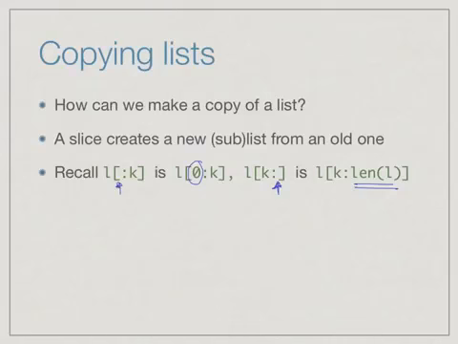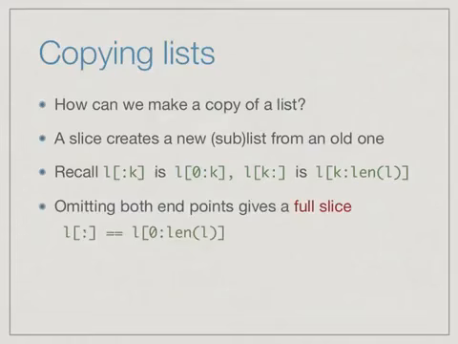So if we leave out the first position, we get a 0. If we leave out the last position, we get the length. So if we leave out both positions, we just put a colon with nothing before and nothing after. Logically, this becomes 0 and this becomes the length, right? So we have both characteristics in the same thing, and we call this a full slice.